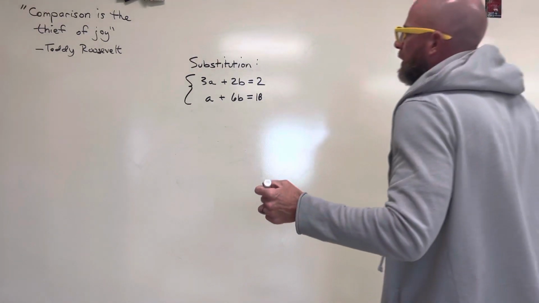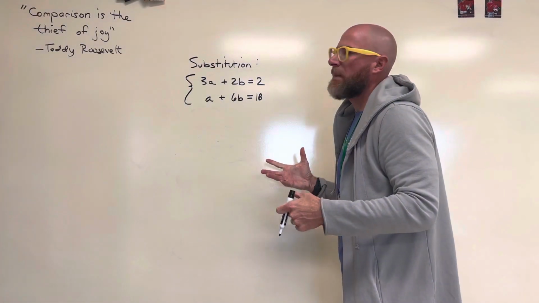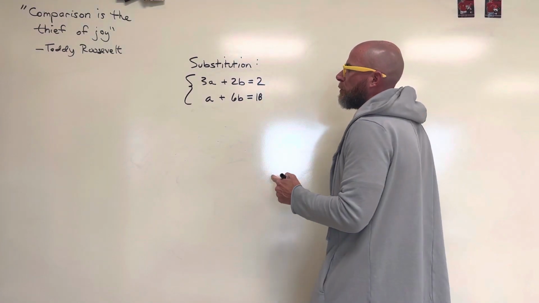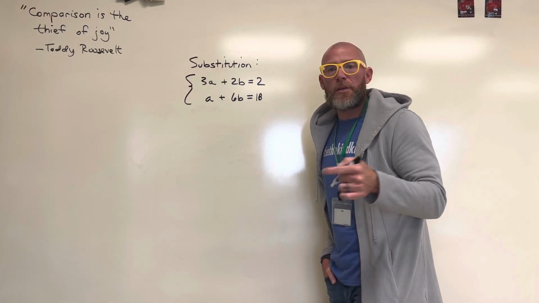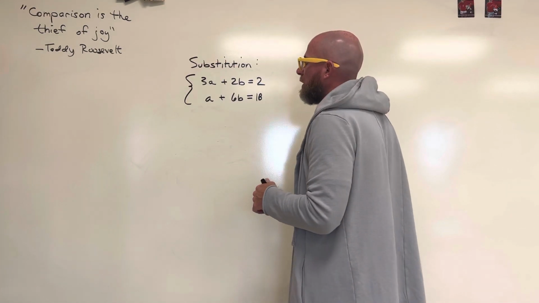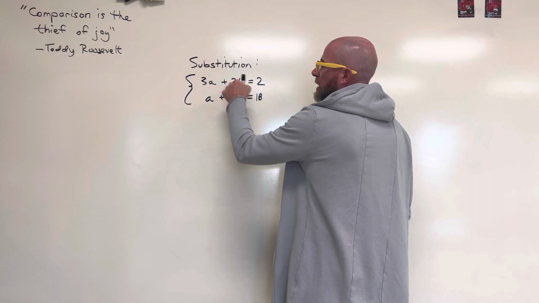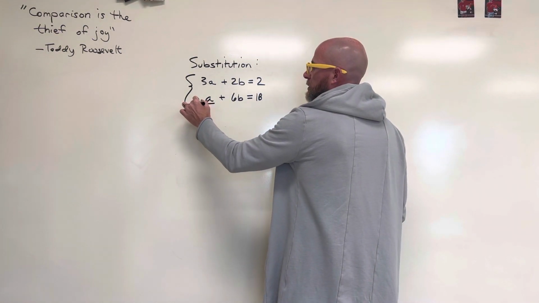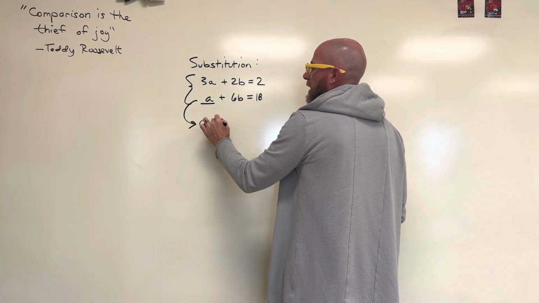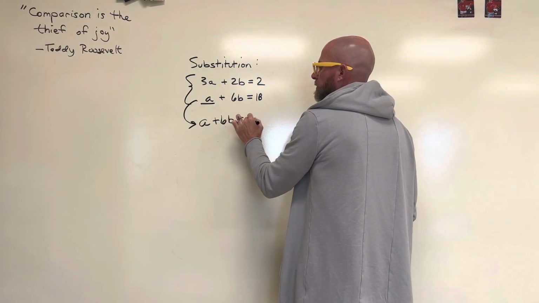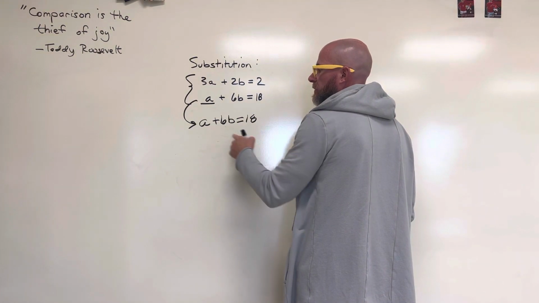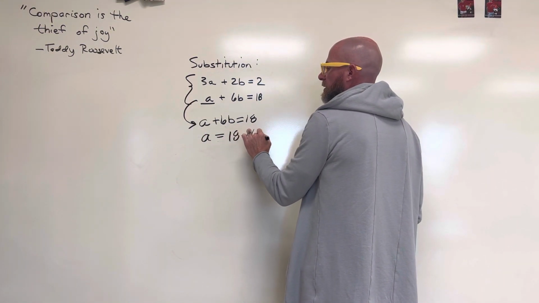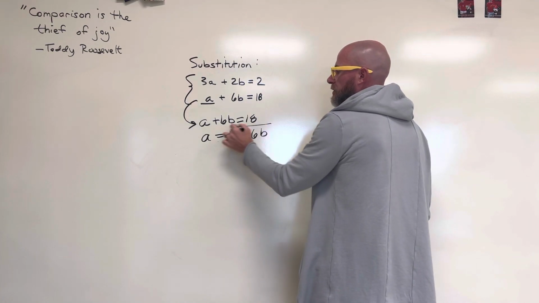All right, substitution. One method to solve a system of equations. Substitution is where you solve for one variable in one equation and plug into the other equation for that same variable. So in this case, as I analyze, it looks like A is an easy variable to solve for. So in this equation, I go A plus 6B equals 18. And all I got to do is take away 6B to the other side. And now I have A solved for.